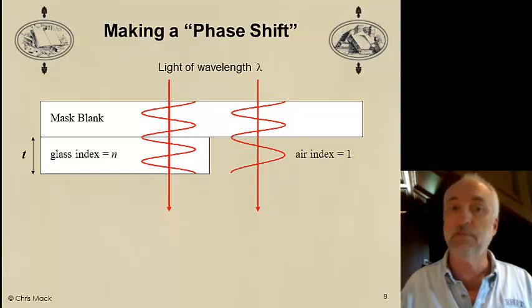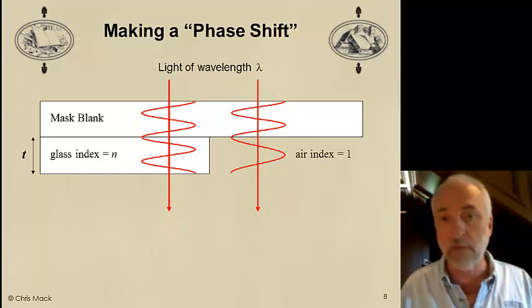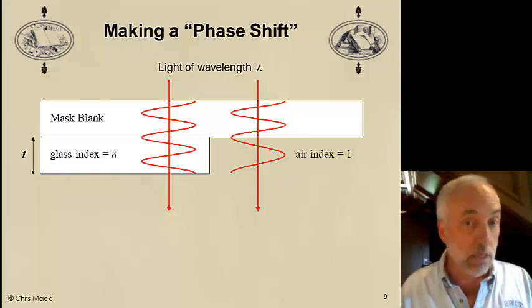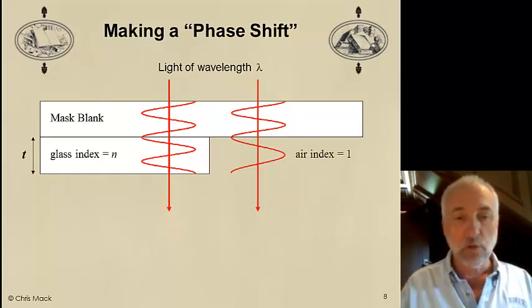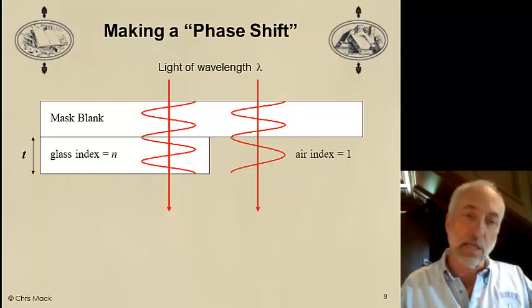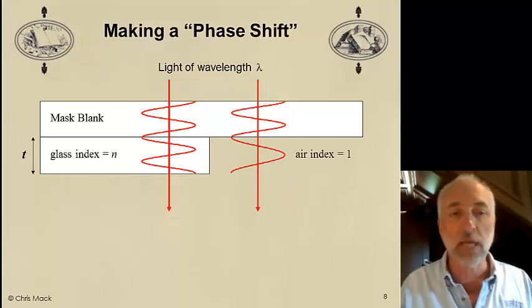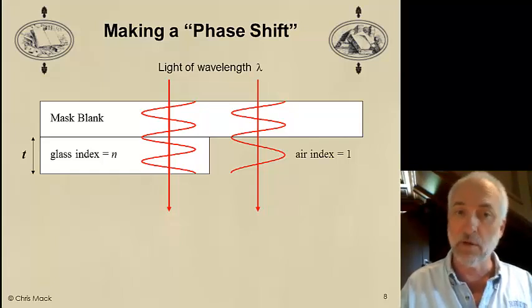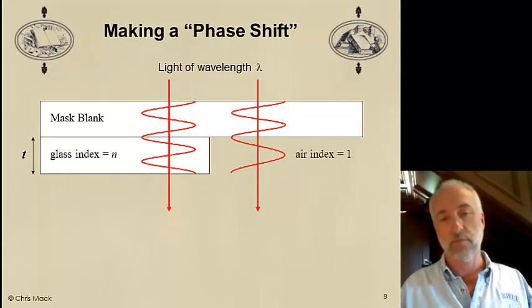How much is the phase difference? Well, we know that light undergoes 2 pi of phase, 360 degrees of phase, every wavelength. And the wavelength is the wavelength inside of the material. So we can convert from thickness to phase by simply taking the thickness and multiplying it by 2 pi divided by the wavelength inside the material, which is the vacuum wavelength divided by the refractive index.